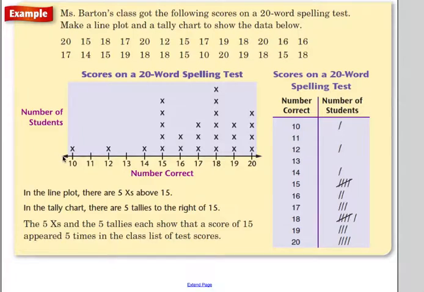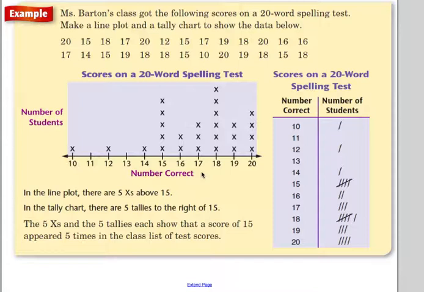So we want to show that with these arrows. Now, just like any graph, we need to have labels. So these numbers down here represent the number correct on the test. These X's represent the students. And of course we have a title, scores on a 20-word spelling test. So now our data is all organized.